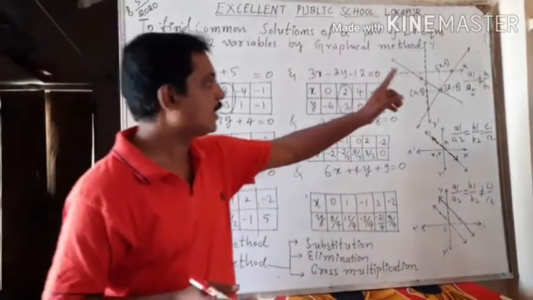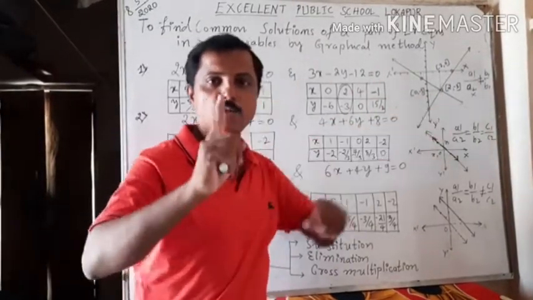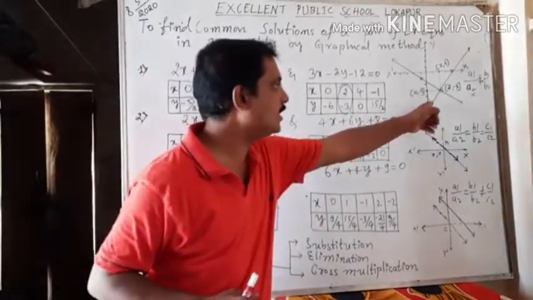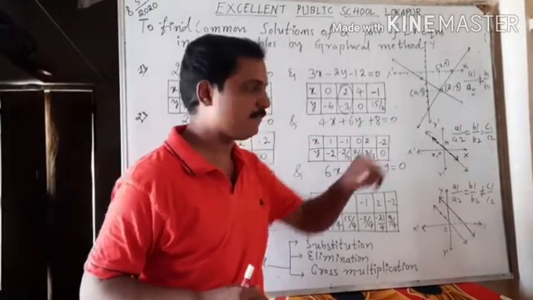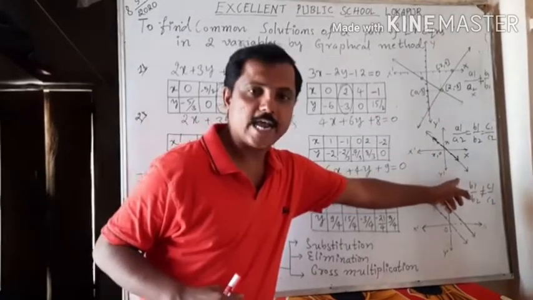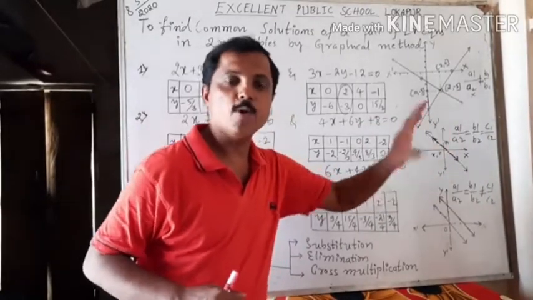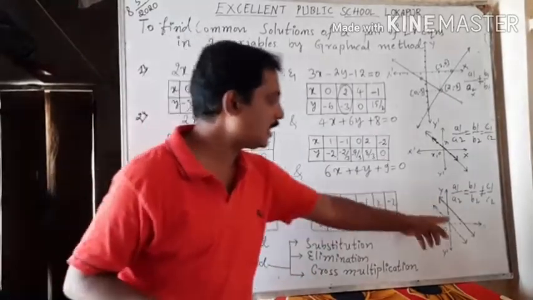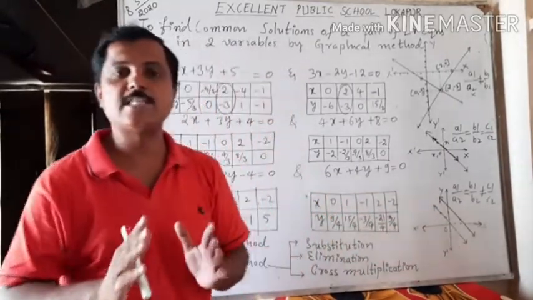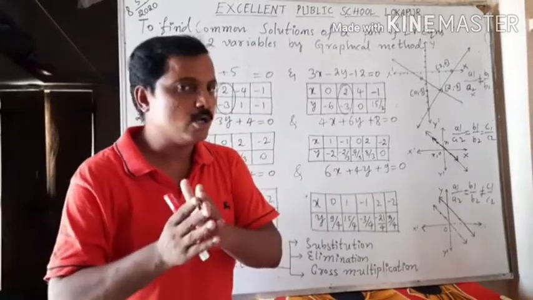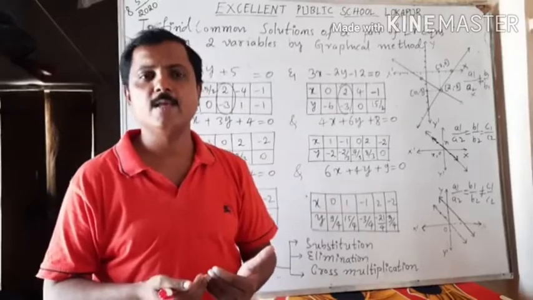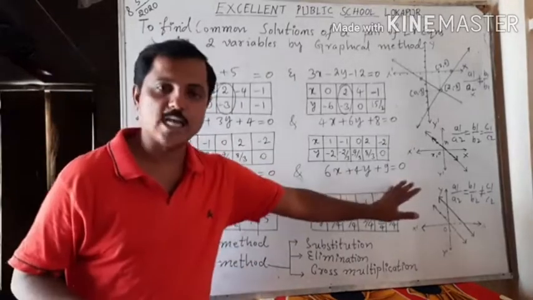See here, if the graphs intersect, only one common solution, what we call as unique solution, because that point lies on both the graph. If the graphs coincide, then we decide that both the graphs have infinitely many common solutions. And if the graphs are parallel, then we decide that both the equations have no common solutions. Means there is no such value of x and y which can satisfy both the equations.